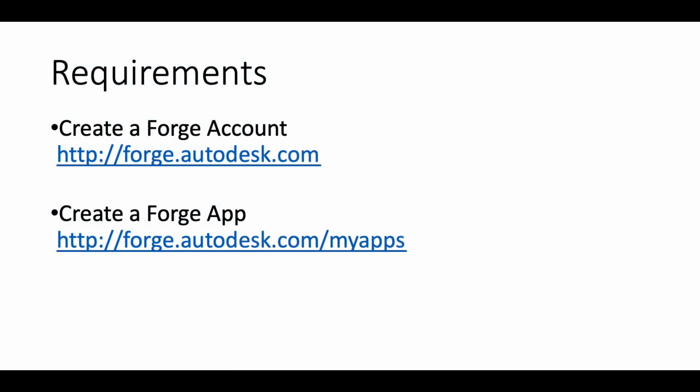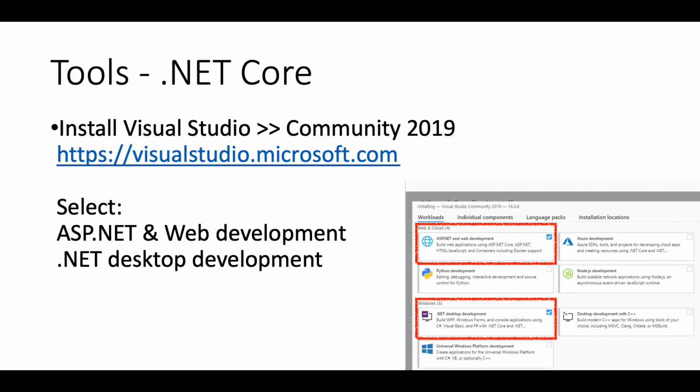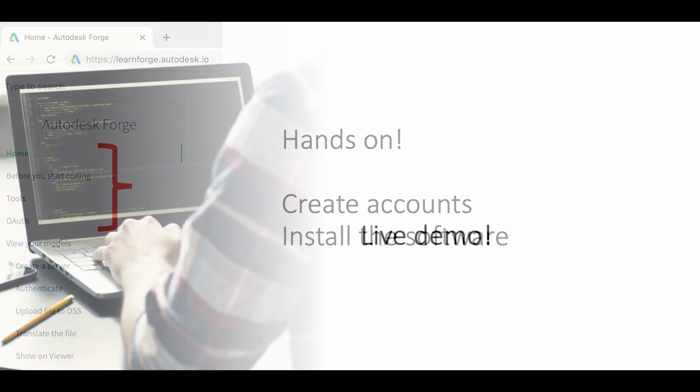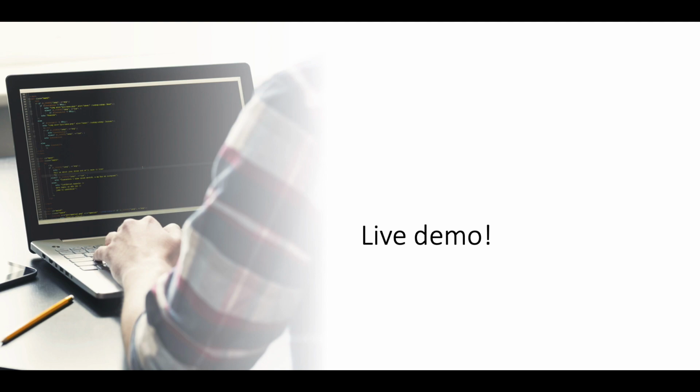To get started, we need a Forge account, and we also need a Forge app. You can create those using your Autodesk account. And we also need the tools for developing with .NET Core, which is Visual Studio Community Edition 2019. When installing that, make sure to select ASP.NET and Web Development, and also .NET Desktop Development. Now we are going to cover the first four sections of the tutorial to create an account and install the software. Let's go to a live demo.